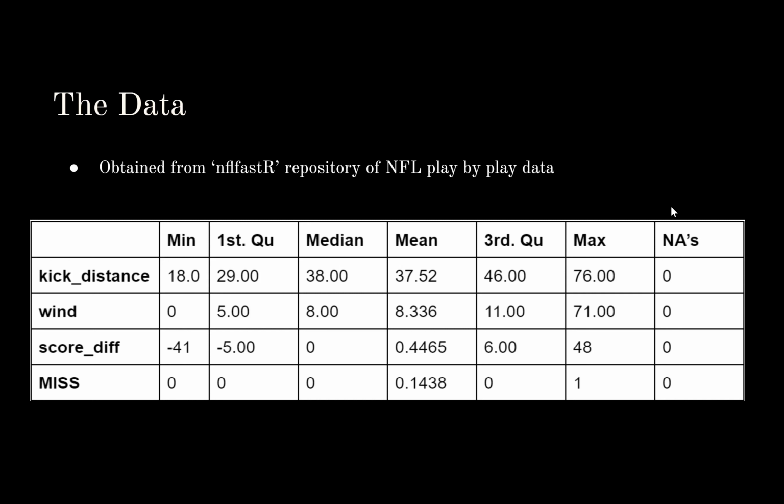We can also see score differential taking both positive and negative values. Score differential measures the difference in score between the home and away team at the start of the play observed. A team can either be up or down, which explains the negative and positive values.